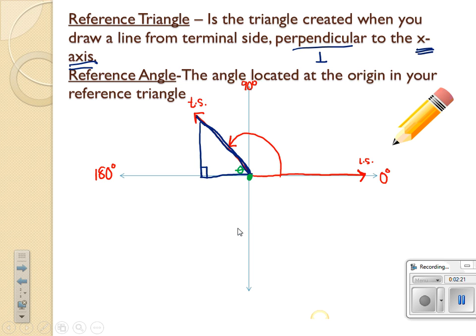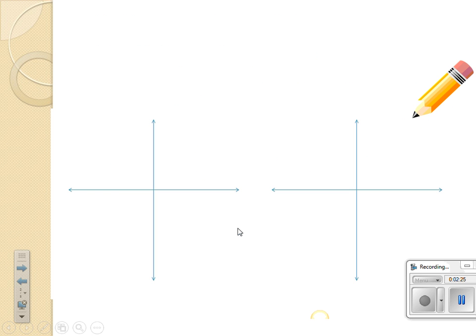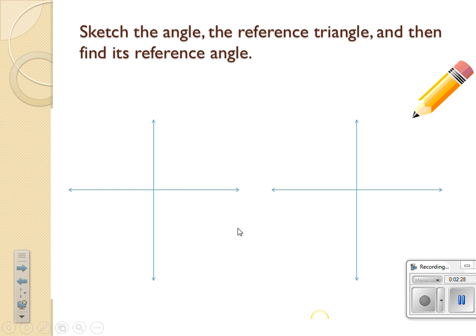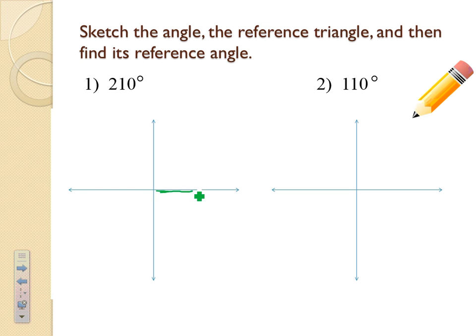All right, let's practice what I'm asking you to do here, but using actual numbers. So let's sketch an angle, and let's make the reference triangle, and then I want you to identify the reference angle, not just where it's at, but the actual degrees. So the first one I want to do is 210. So I'm going to draw a 210-degree angle. Okay, that would be somewhere about there, a little bit more than 180. Okay, and this is 0. And I'm going to draw my terminal side here, and I'm going to say this is 210 degrees.